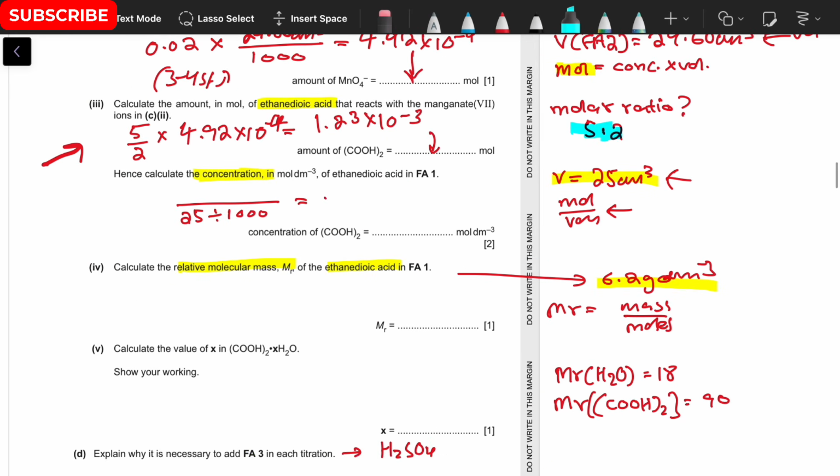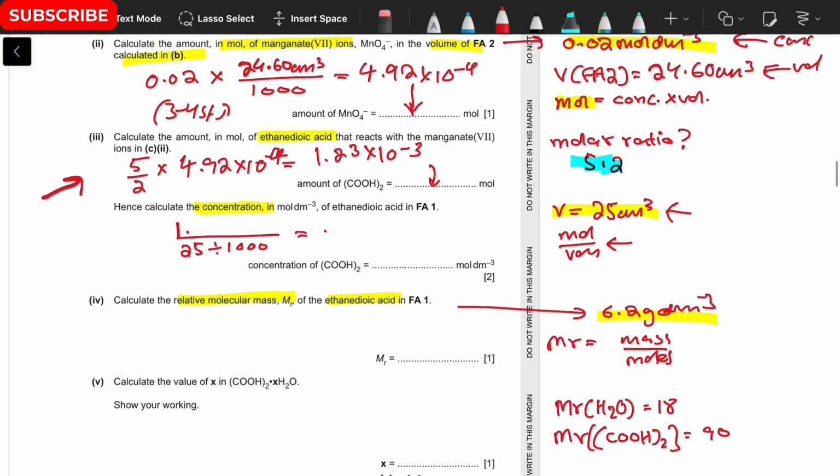So really what we should be doing here is our moles, which is 1.23 times 10 to the negative 3, divided by our volume, and then that volume divided by 1,000, because remember, we need to go from centimeters cubed to decimeters cubed. This is equivalent to 0.0492 to 3 significant figures. Then it asks us to calculate the relative molecular mass.